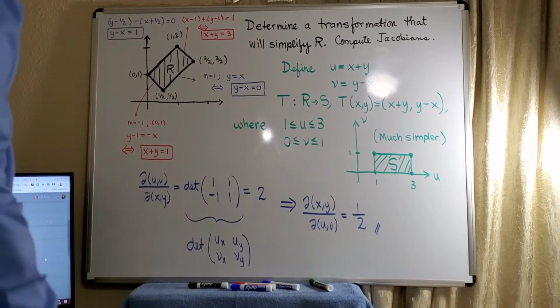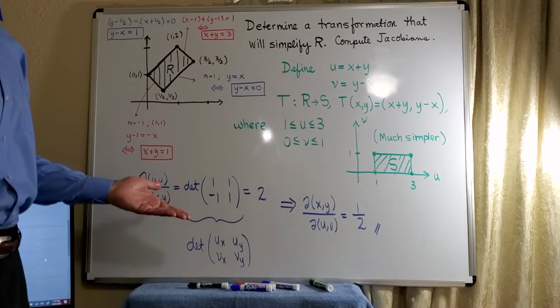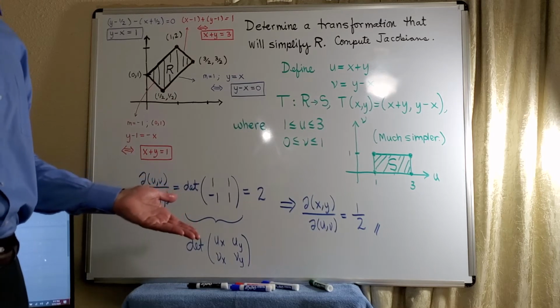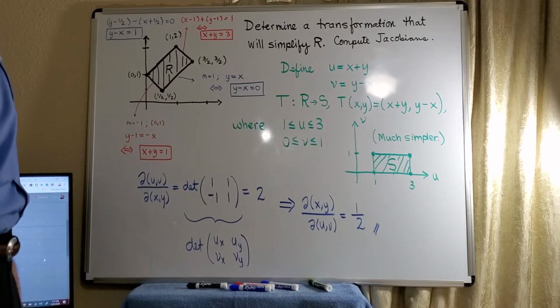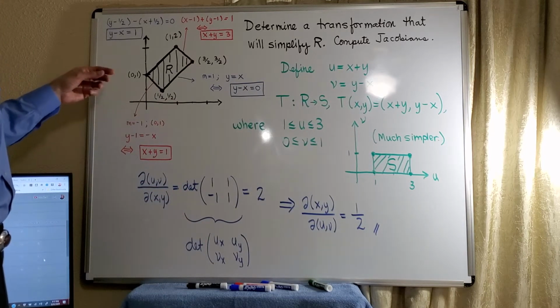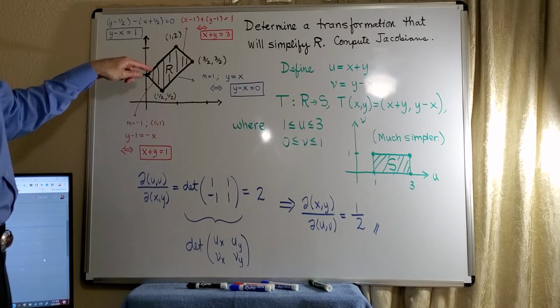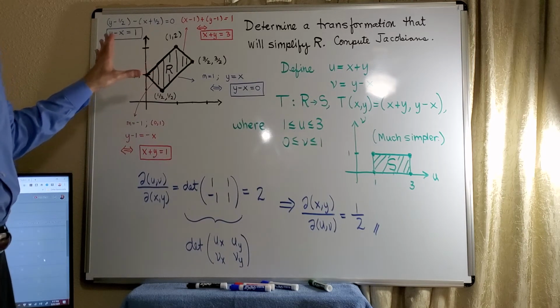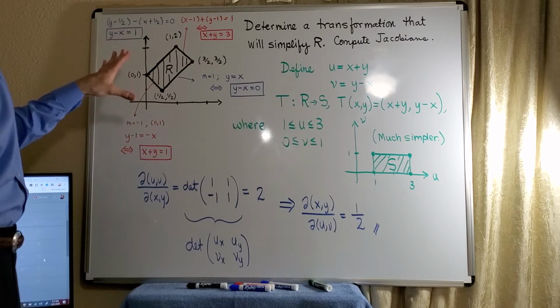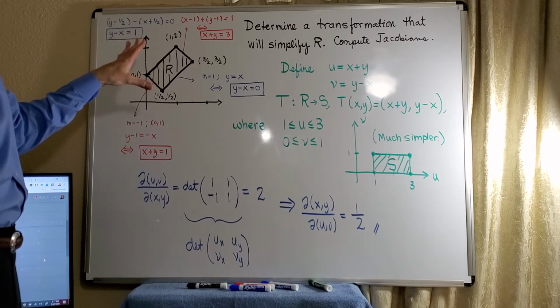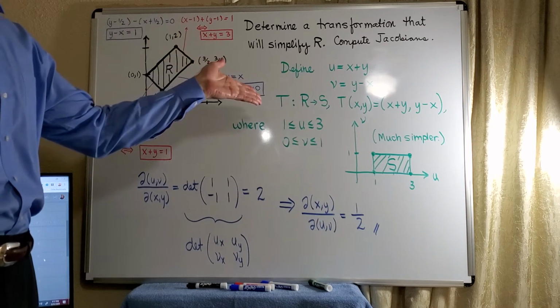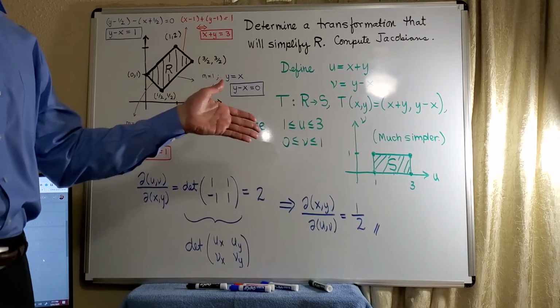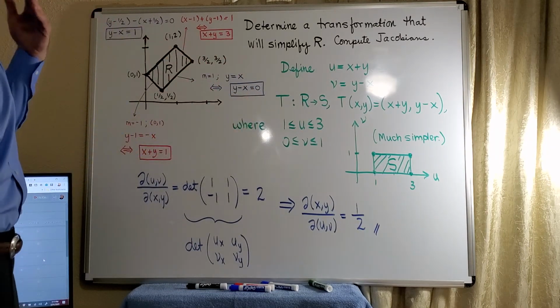Let's look at another problem where we try to simplify R, that is, come up with a region S that's easier to work with. In this particular case, we have this rectangle that's rotated. And what we're going to try to do is analyze this so we can actually determine a transformation that will give us an S that's very simple. So how do we do that?